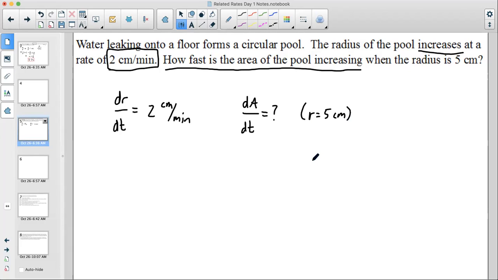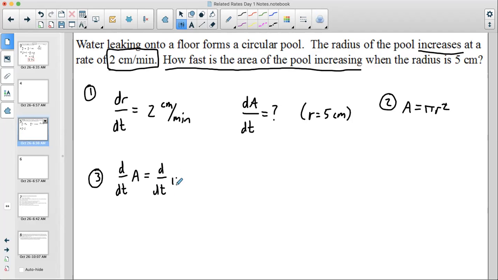So this one, we actually already did one with a circle. So we maybe know this was step 1. Step 2 is to remember that the equation that relates the area and the radius is A equals pi r squared. So the third step is to take derivatives with respect to time of both sides. So d/dt of A equals d/dt of pi r squared.